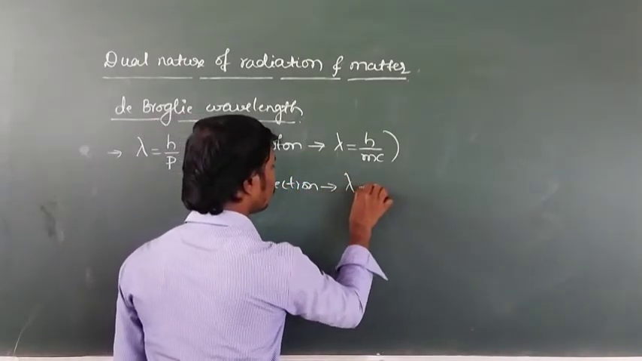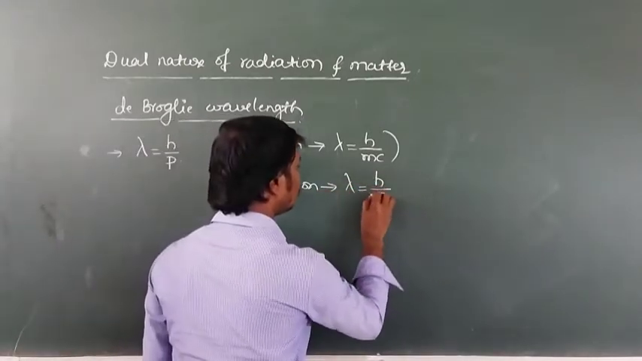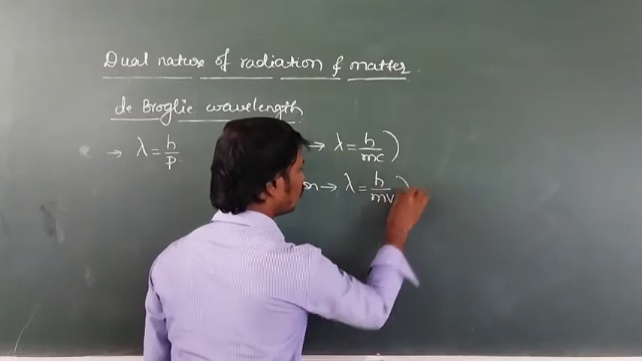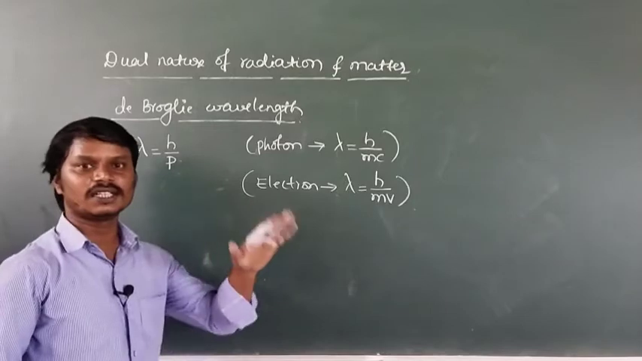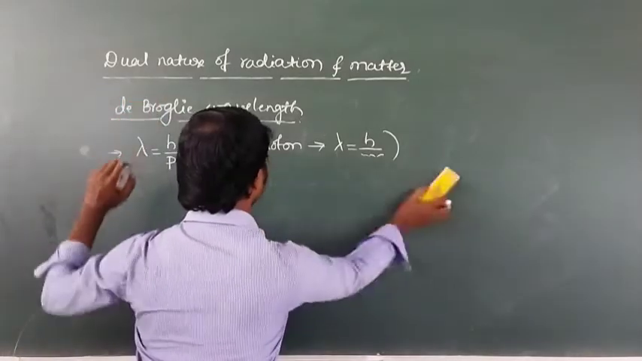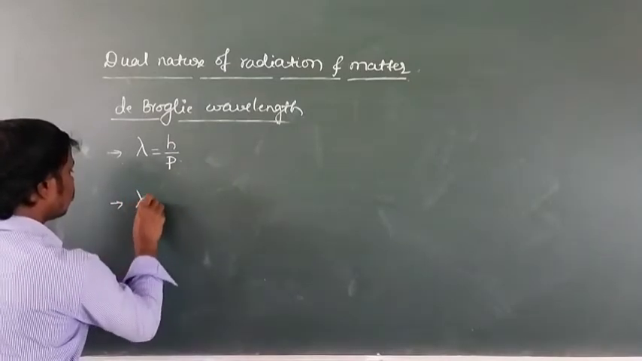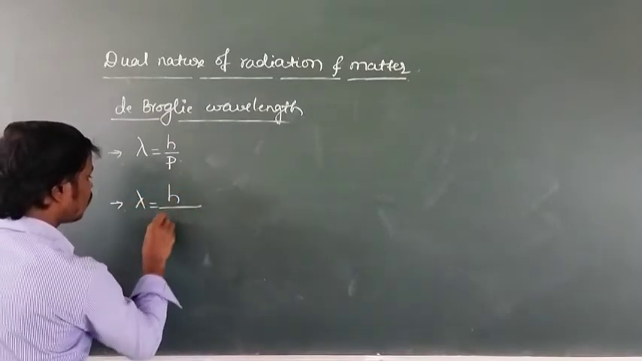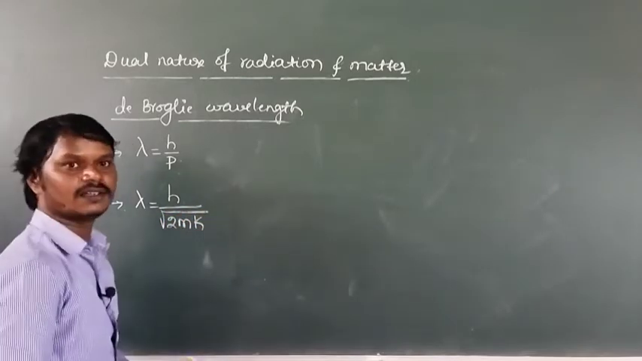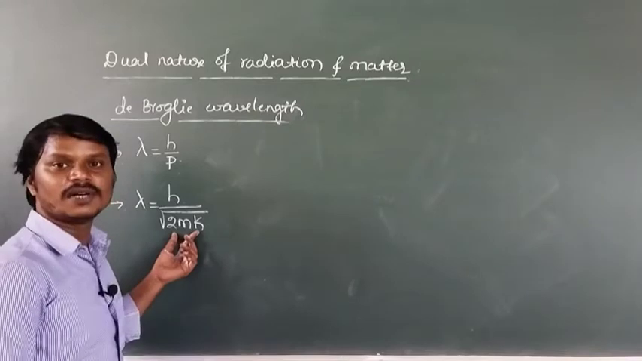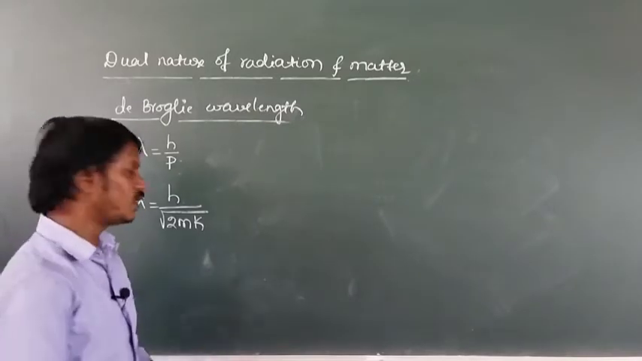what is the formula used to find the de Broglie wavelength? That is lambda is equal to h by m into v. Remember this one. So next one, de Broglie wavelength in terms of kinetic energy. That is lambda is equal to h by square root of 2mk. What is m? M is the mass of the moving particle. What is k? K is the kinetic energy of the moving particle.